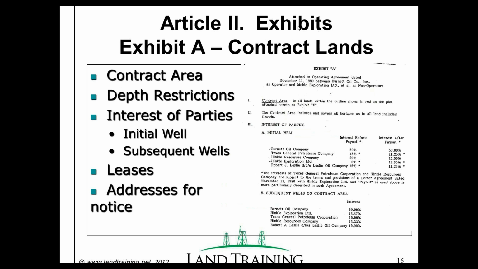Article 2 says how the property is going to be distributed, and it gives what's called a contract area. It refers to something called Exhibit A, and it says the interests of the parties will be handled as it is set out in Exhibit A. This is an attachment to the back of the joint operating agreement.